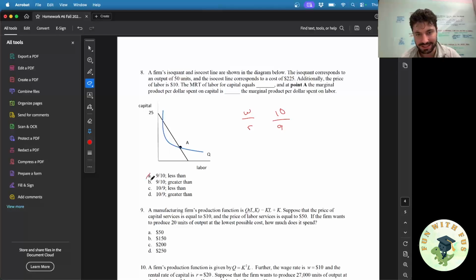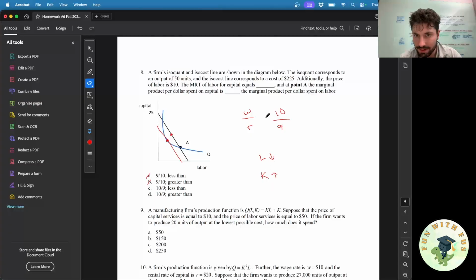So this one and this one are bad answers. You don't want to pick those. And then, this is a perfect illustration of what we were just talking about. So if I'm down here in the bottom right, I want to be going right there, and then I want to be moving to a lower point. So that would tell me that I want to use less labor and more capital.